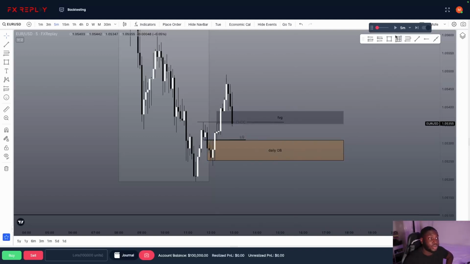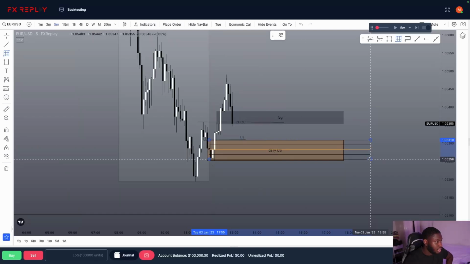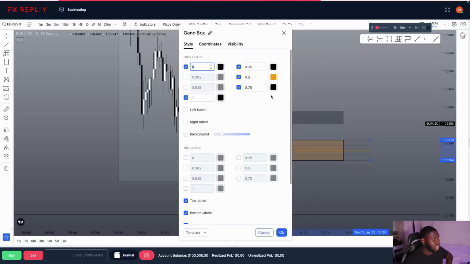I use a Gann box. So it's this right here, Gann box. You can find it by coming up here, then going to Gann box. I just draw out the size of the box. And as you can see, I already have these levels drawn in. I know what these levels are, but I'm going to show you my settings, just so you guys understand. This is how it looks. This is what the settings look like.